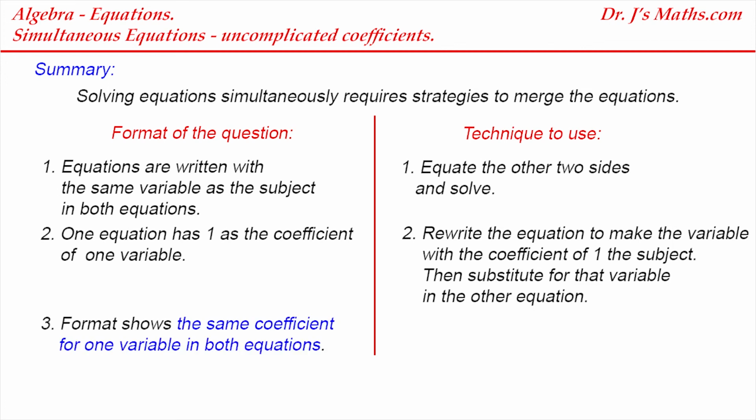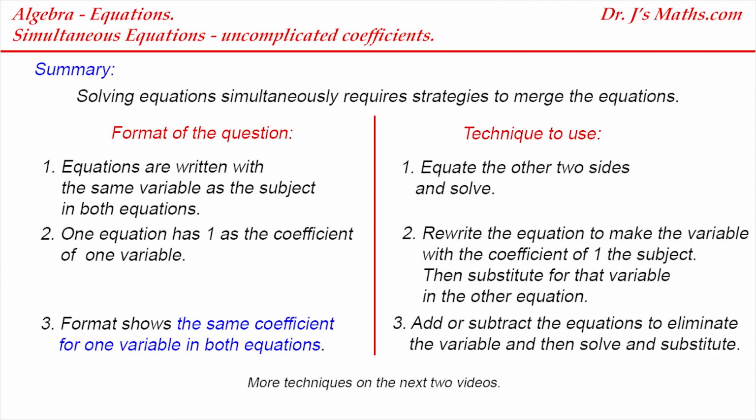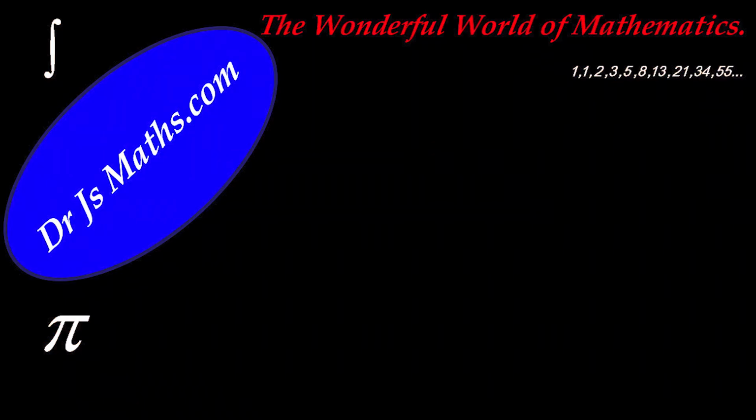And the last one was where we had the same coefficient for one variable in both equations. Here we add or subtract according to the signs to eliminate the variable, and then we solve and substitute. So now you have the steps to solve a pair of simultaneous equations algebraically when they have uncomplicated coefficients like 1, or the coefficients of one variable are equal across the two equations. Hope you understand the approach more now.